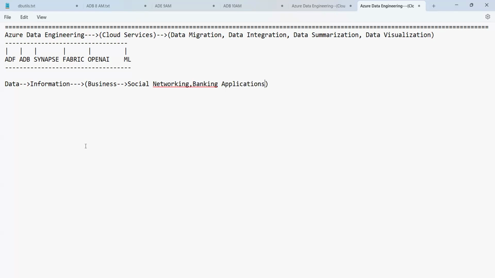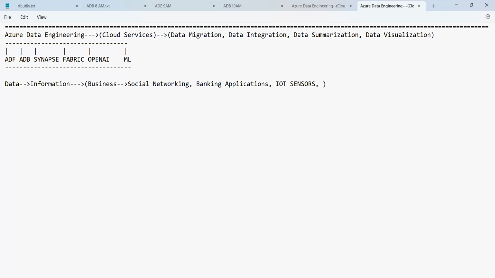And the next one, what do you have? Banking applications. You get the data from the banking applications. And apart from this, where do you get the data from? From the IoT sensors. IoT sensors basically measure the pressure, gas, speed, wind speed, everything. This kind of measurement is done by the IoT sensors.